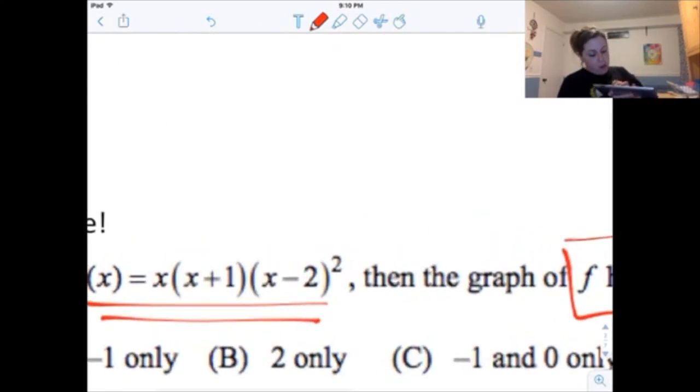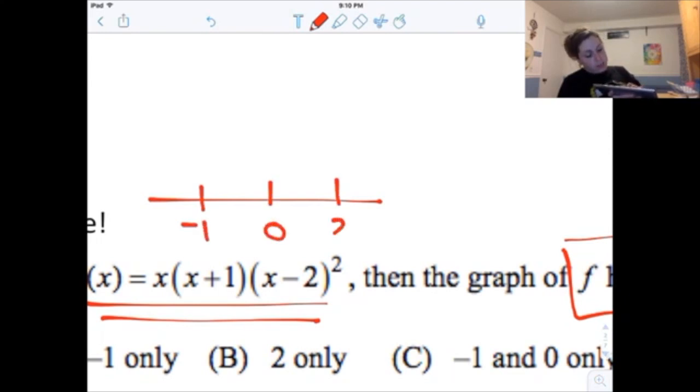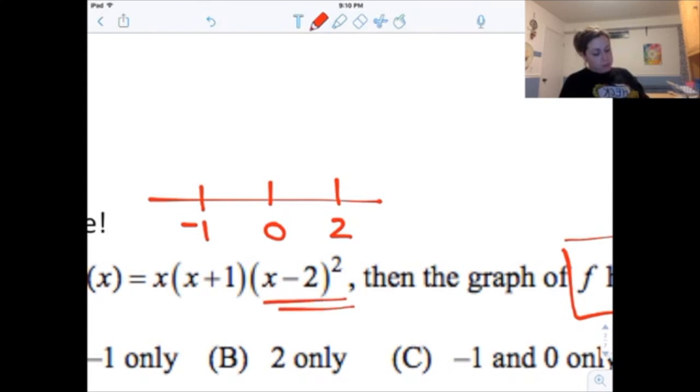Where would this equal 0? So your critical values of this would be at -1, at 0, and at 2. And I'm going to think about the behavior here. So I know at 2 it's going to be tangent, right? You've got a multiplicity of 2. So it definitely isn't going to change signs there. But it should change signs at 0 and at -1.